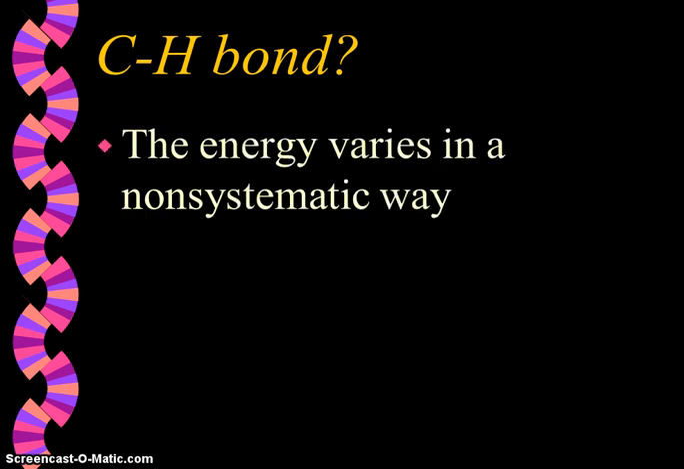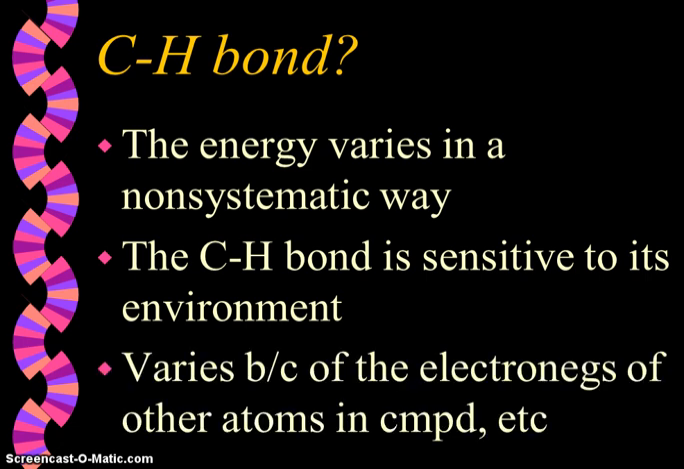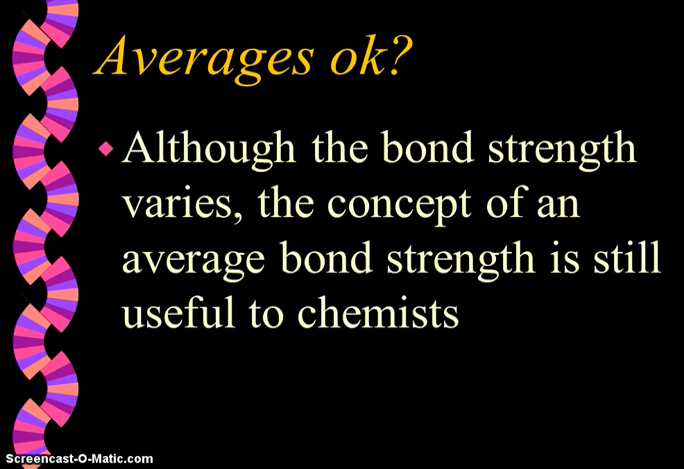The energy varies in a non-systematic way when we break each of those hydrogen-carbon bonds because the carbon-hydrogen bond is very sensitive to the bonds that are around it or to its environment. It varies because of the electronegativities of the other atoms in the compound. So is it okay to come up with average bond energies? Although the bond strength varies, the concept of the average bond strength is still useful to chemists.